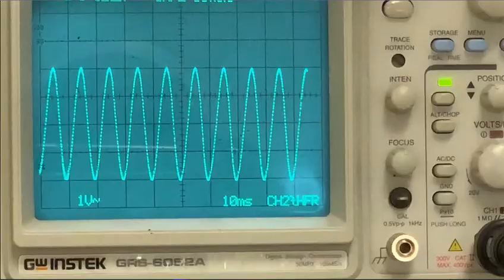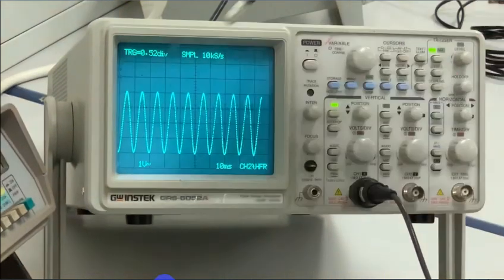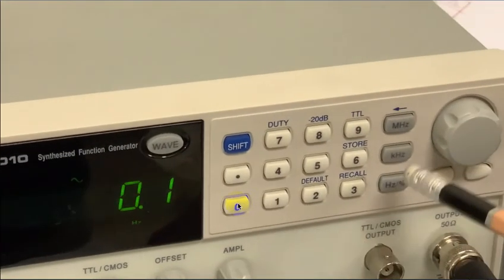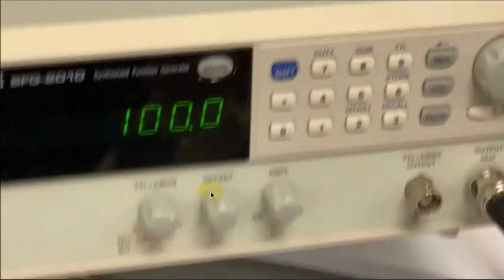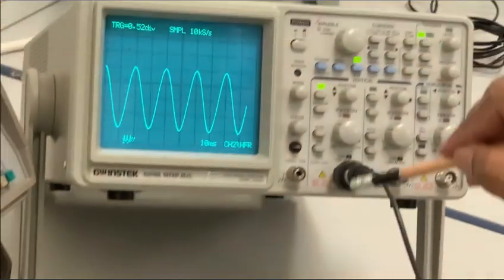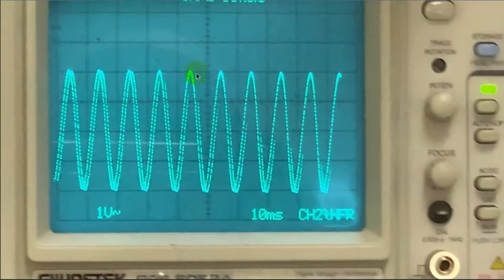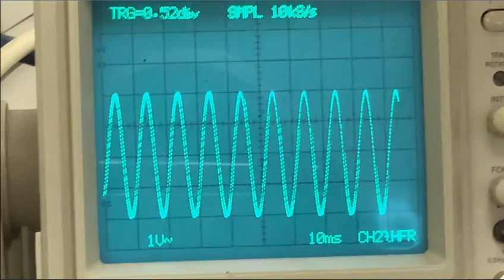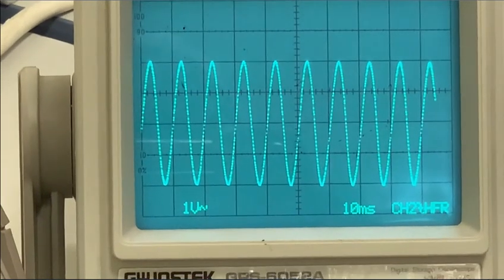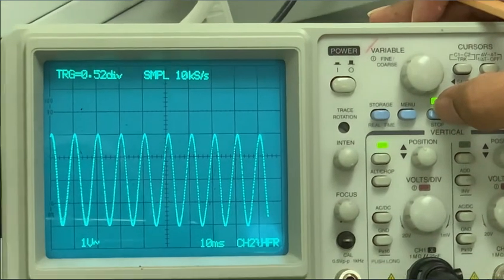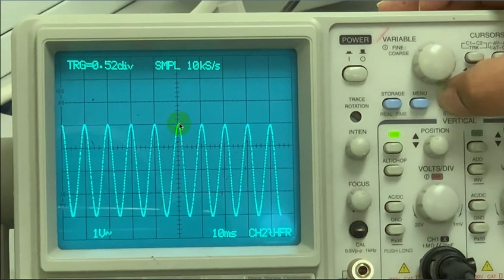So 0.1 kilohertz, 0.1 kilohertz is 100 hertz. 100 hertz means, let us take here, so it is running again. From here to here we have to take. Let us set it properly, moving slowly. Stop. So from this point to this point it is how much?